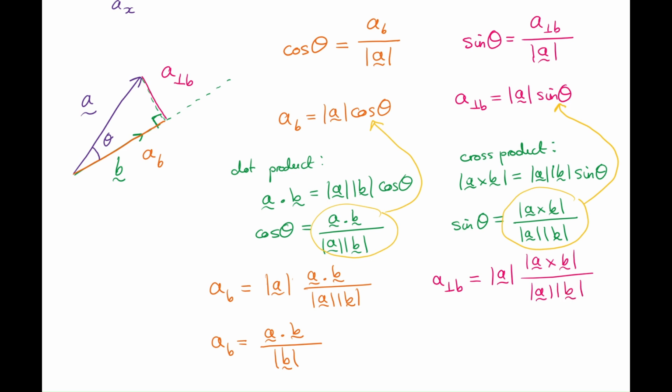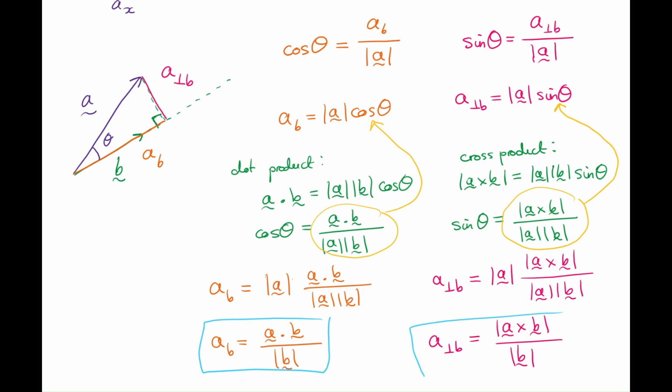And again, just like before, we can see that we've got this magnitude of A here. It's going to cancel out with this magnitude of A here. So we just get the magnitude of A cross B divided by the magnitude of B. So we've done what we needed to do. We now have our two formulae for how we find the component of a vector A parallel to another vector B, so this expression on the left, or perpendicular to that vector B.